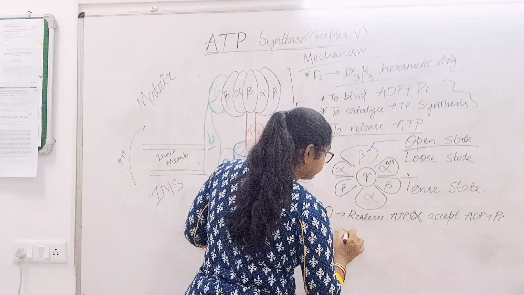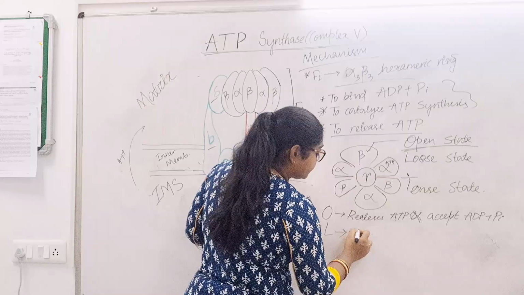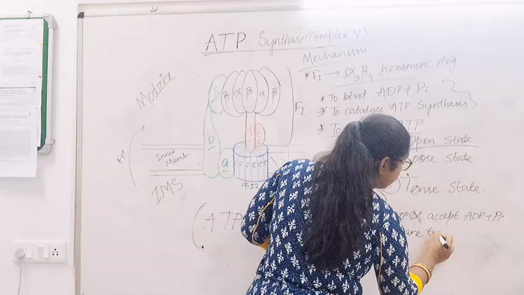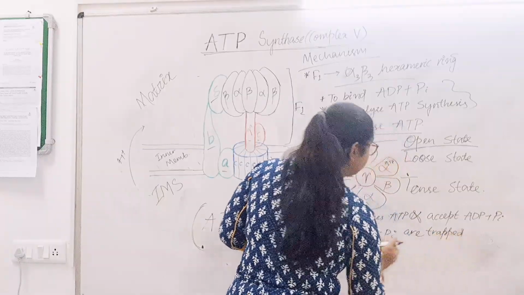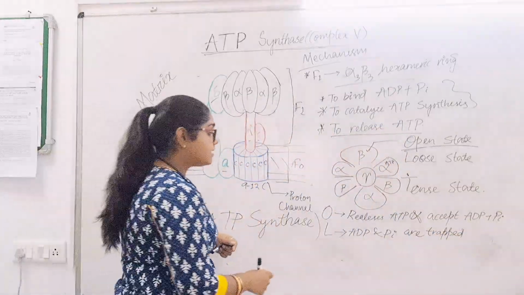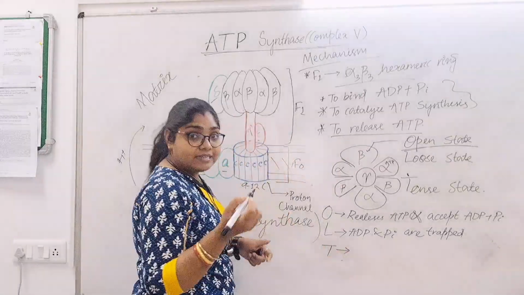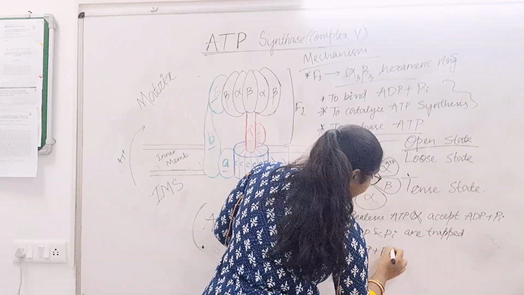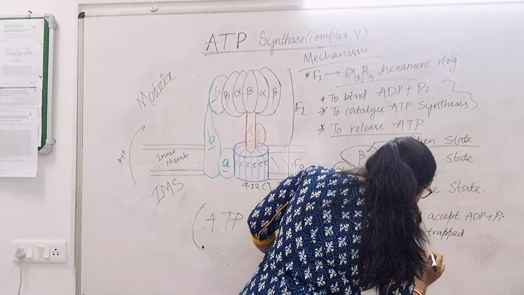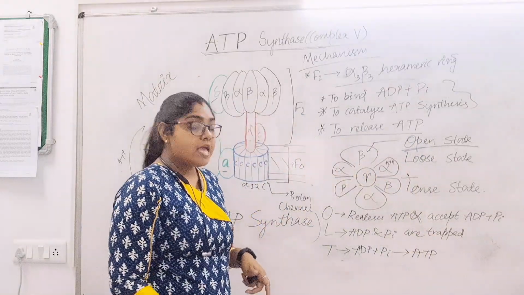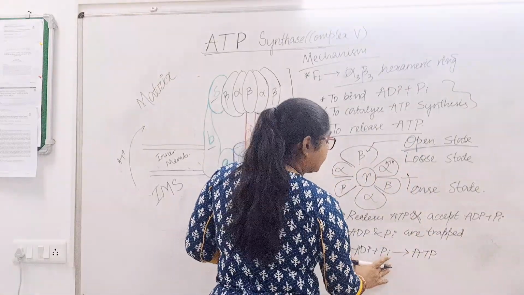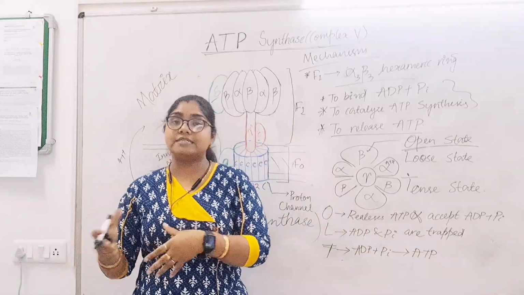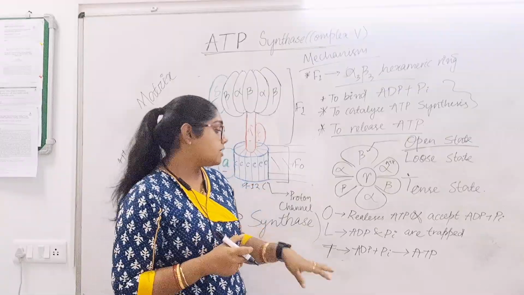In loose state, this ADP and inorganic phosphate are trapped. Okay, ADP and inorganic phosphate are trapped. That means they cannot leave the site. Okay, in loose state they cannot leave the site, and in tight state, at this state ADP and inorganic phosphate bind together to produce ATP. Okay, so when in tight state ADP and inorganic phosphate bind together to produce ATP, once ATP is synthesized, ATP is produced, then what happens?